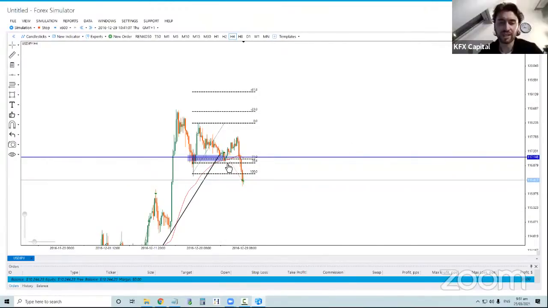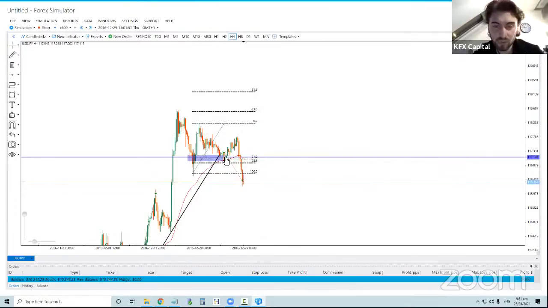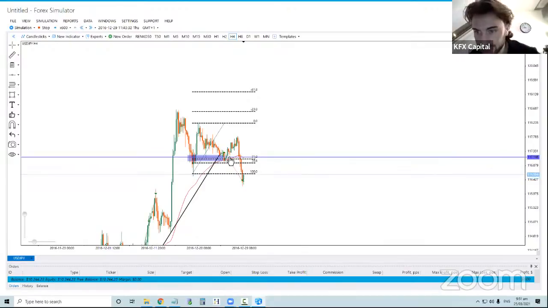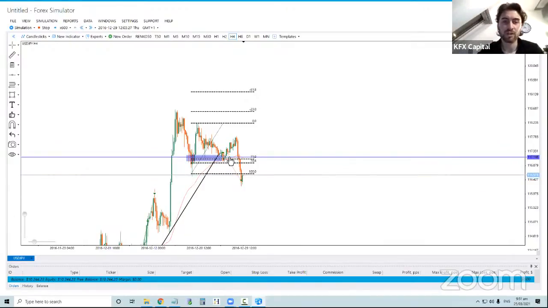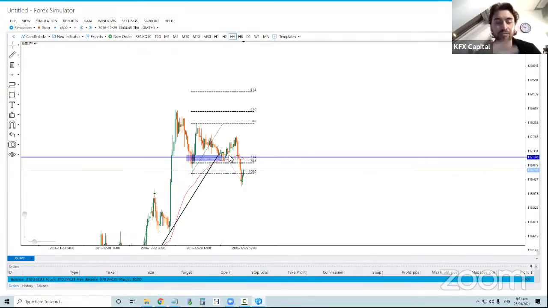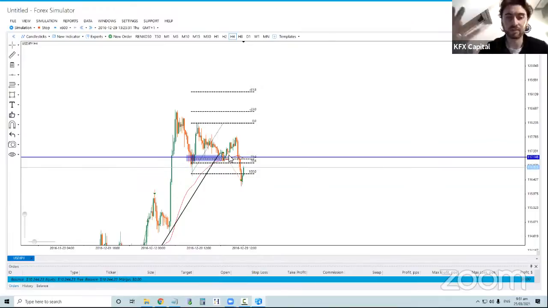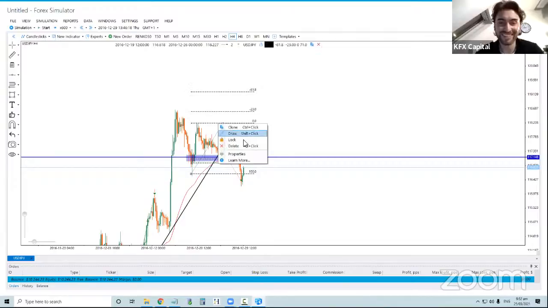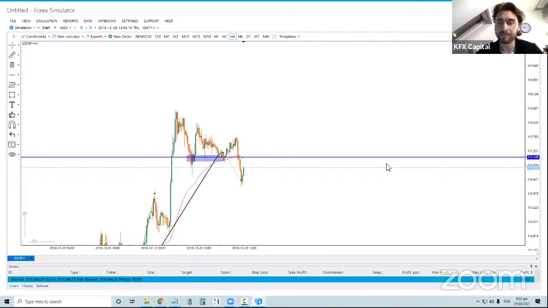Just to say here, as I speak about psych levels and round levels, I would have ideally entered it at 117.00, and then that would have been 70 pips in profit. But it would have been break even. But obviously, it's not as easy when it's live in the market, and I've got a time limit. So, yeah, is what it is.